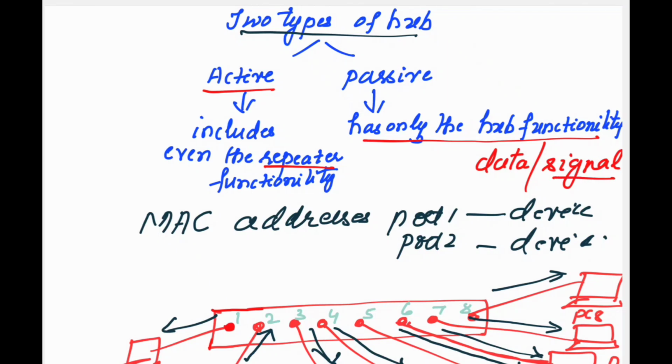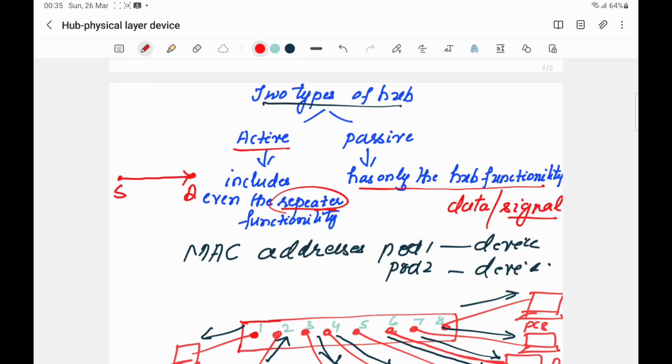The signal, whichever is sent from one particular host to the other host, becomes weak as it travels. So active hub has one more functionality: it increases the strength of the signal. When it starts from the source host and is moving to the destination host, if the signal becomes weak, then definitely the destination host will not receive the exact data. For that reason, the active hub has an inbuilt repeater functionality, wherein it restores the original strength of the signal, and the destination host will receive the same signal that is sent by the source.